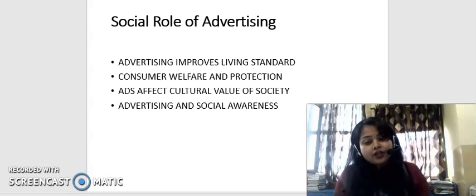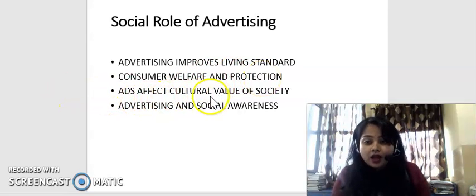For example, advertisements warn people that using tobacco leads to cancer, right? Other examples are financial investments in shares or any investment policy of a company, like ads highlighting that mutual funds are subject to market risks, please read all the terms and conditions before investing, right? So these were examples of advertisements made for consumer welfare and protection.